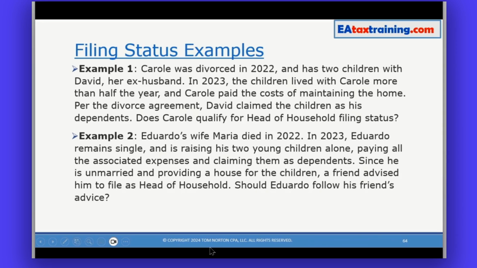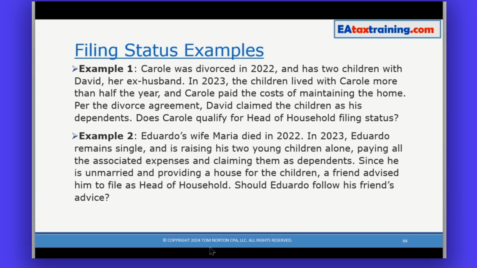Let's do a couple of examples. Carol was divorced in 2022. She's got 2 children with her ex-husband. In 2023, the children lived with her more than half the year. She paid the costs of maintaining the home. But per the divorce agreement, David gets to claim the children as his dependents. Does Carol qualify for head of household filing status?